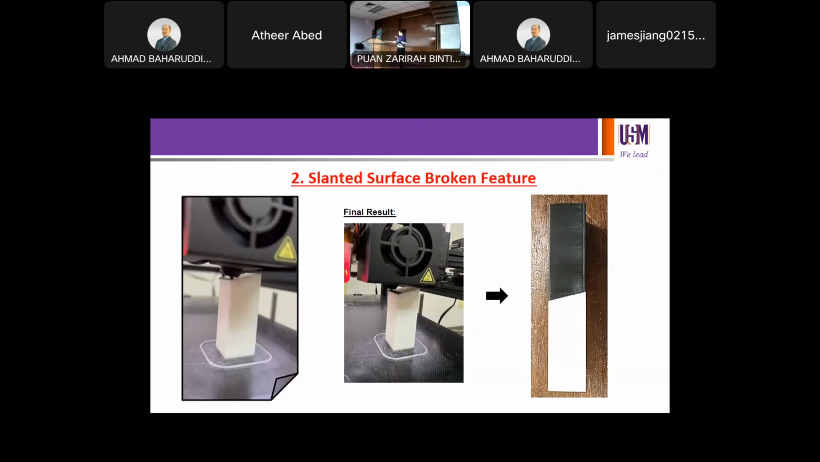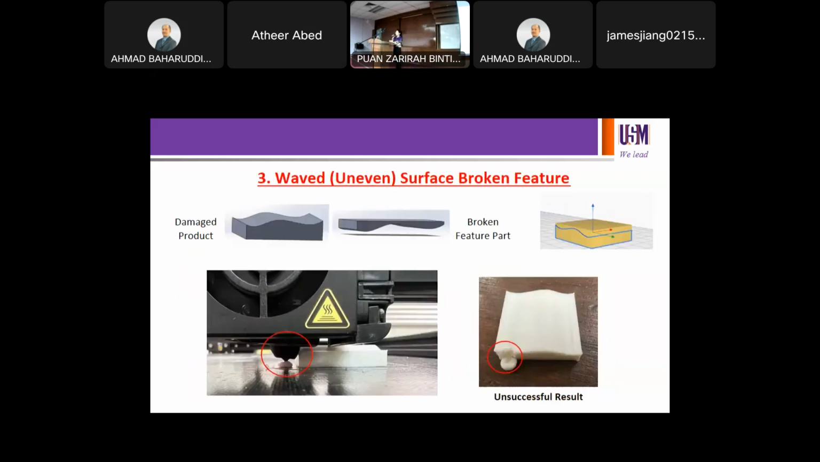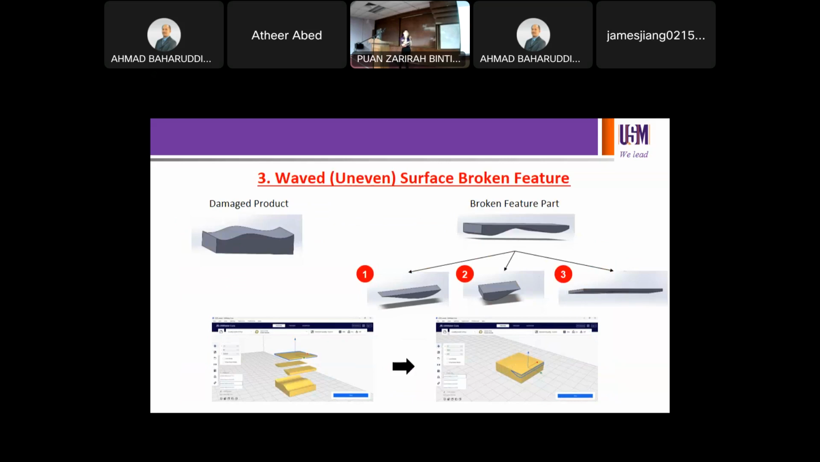And the last one is our web surface problem feature. Then also assembly is done and we generate the G-code. But this type of problem feature is quite different compared to the flat and slanted, because you can see that the noise of 3D printing will crash with the damaged product due to the layer problem. So to solve this problem, I try to separate the problem feature part into 3 parts respectively, and also assembly is done and generate the G-code.